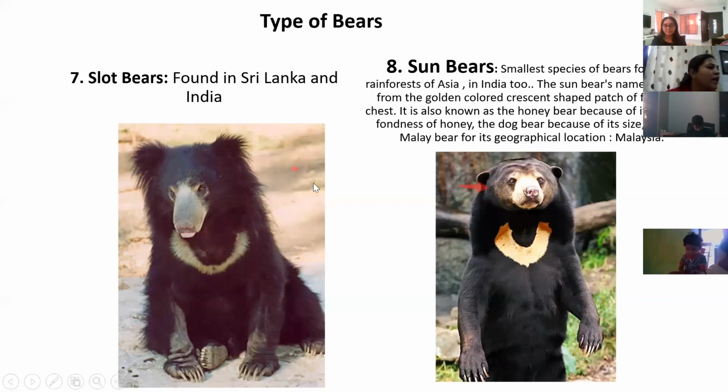Next are the sun bears. Now you know which is the biggest type of bear in the bear species. Which is it? It is polar bears. But do you know which is the smallest species in the bear family? These are the sun bears.